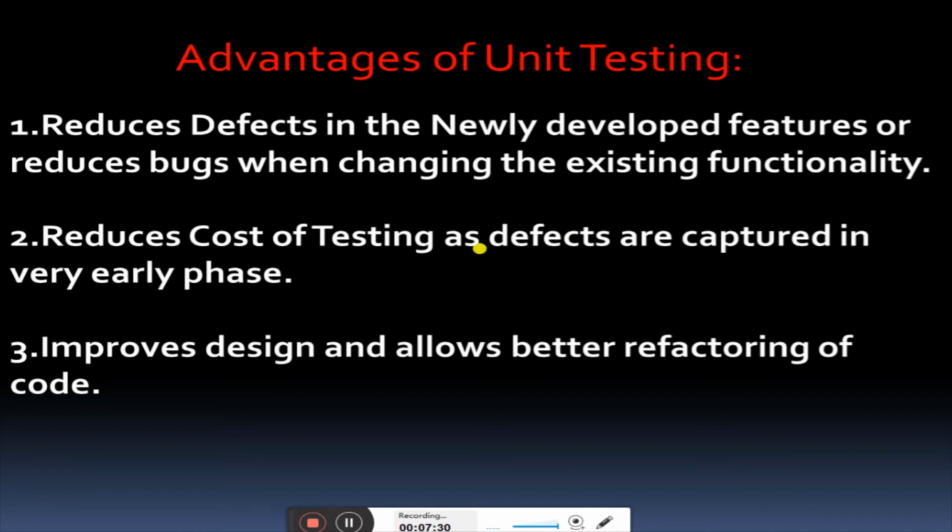The third thing: it improves design and allows better refactoring of code. With the help of unit testing, we can improve the design and allow better refactoring of code. What is refactoring of code? Suppose there are some problems in the code, then we can refactor it, we can rewrite it, we can recompile it. So this is the third advantage of unit testing.